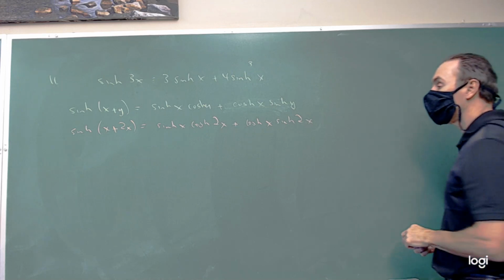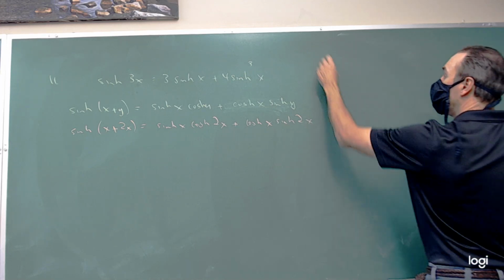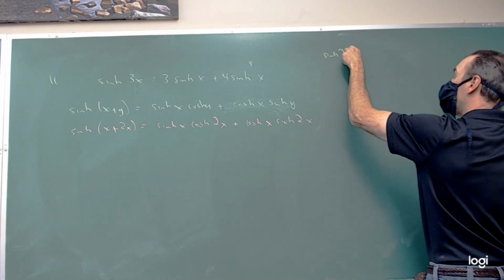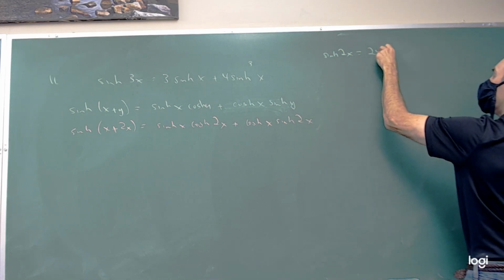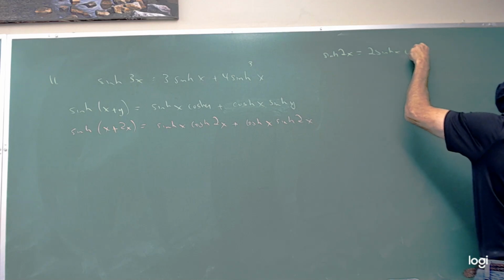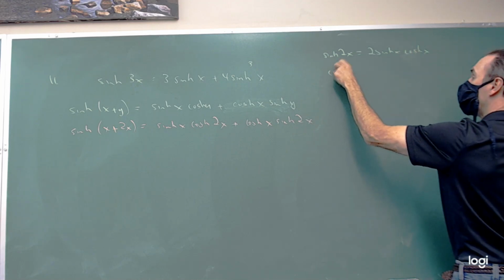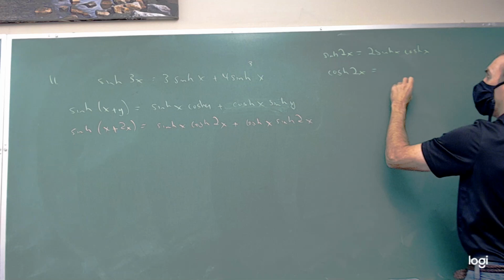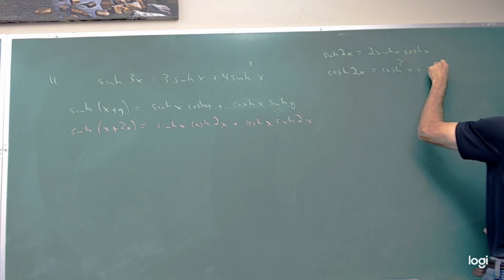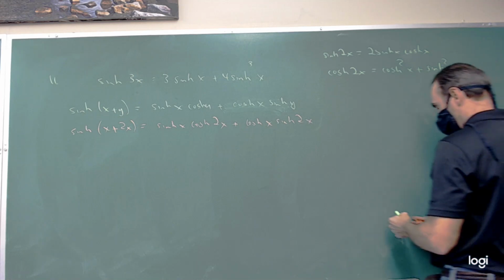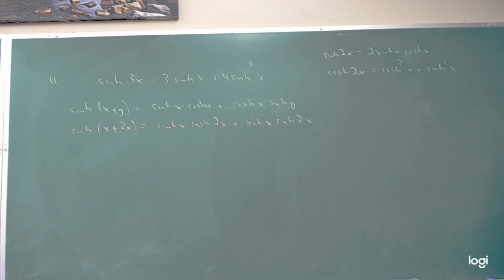Now, Macy, can you tell us what the identity is for sinh 2x? 2 sinh x cosh x. And how about for cosh 2x? Cosh squared x plus sinh squared x. I hope this is working because we're going down the rabbit hole otherwise. Okay, so far. So let's see.